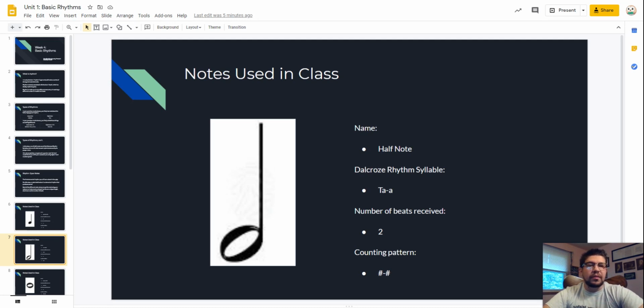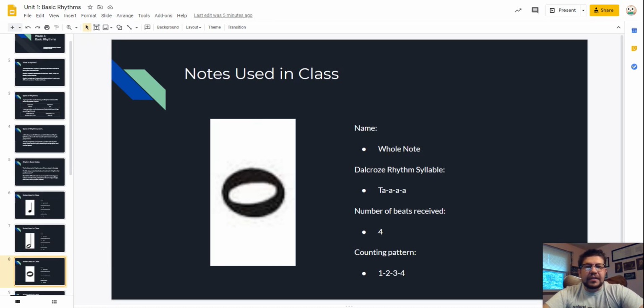So the Dalcroze rhythm syllable we are going to use for half notes in this class is going to be ta-a. 2 beats of sound right there. So again, number of beats is 2, and the counting pattern is going to be both of the numbers that it is part of attached by a hyphen. And once again, we will get into the counting a little bit later. So just remember, it's both of the numbers of the beats attached by a hyphen.